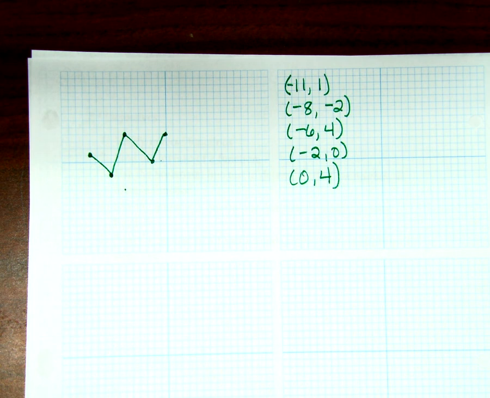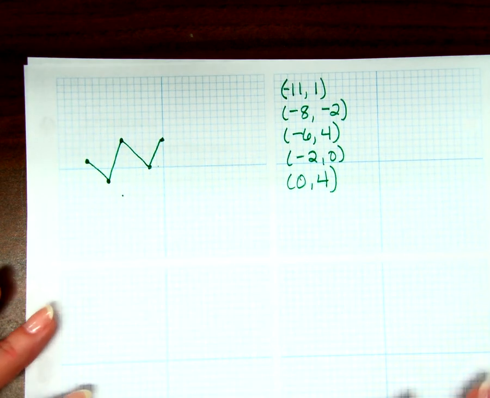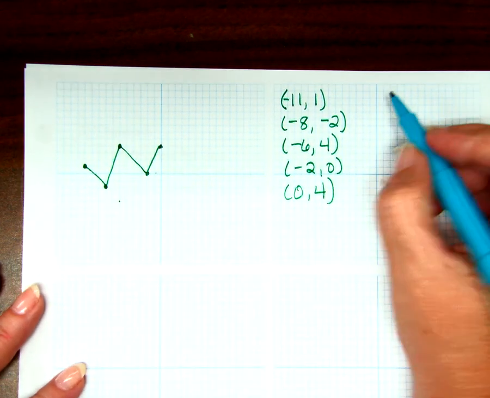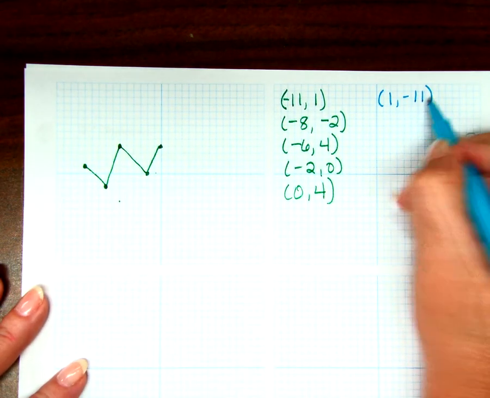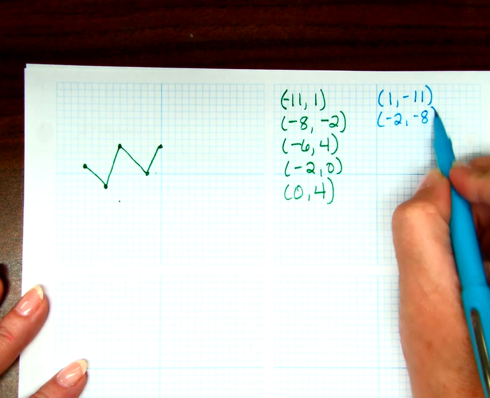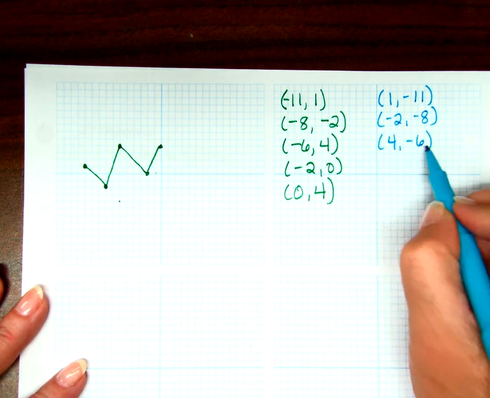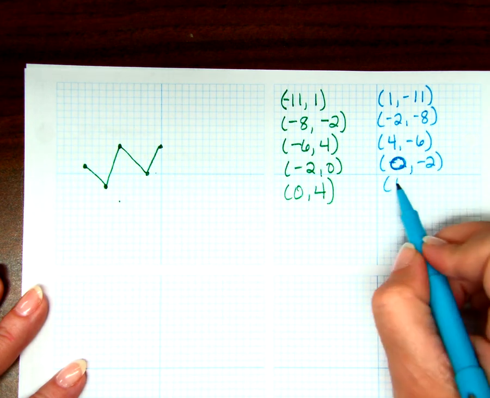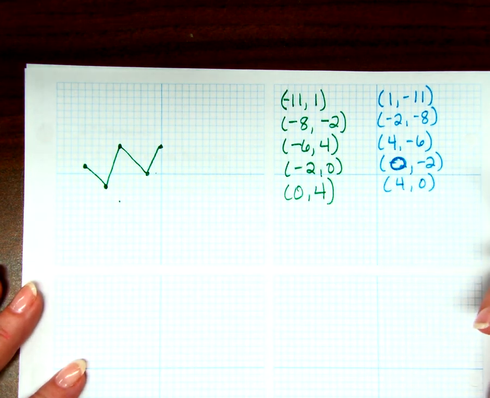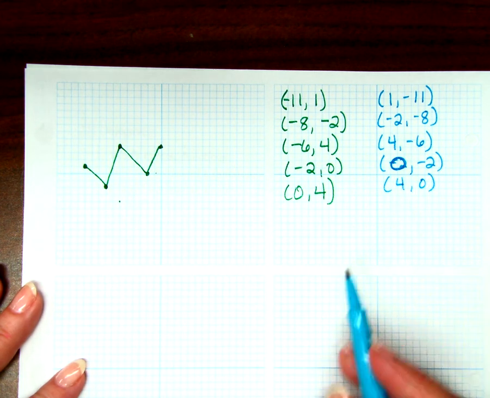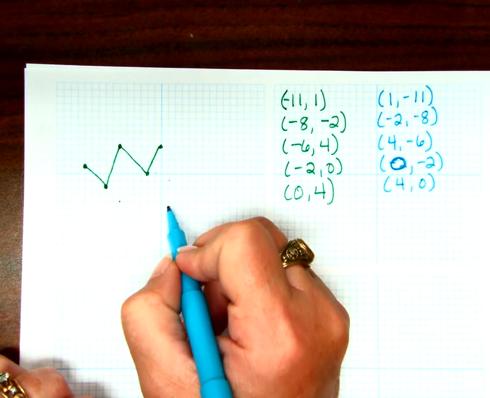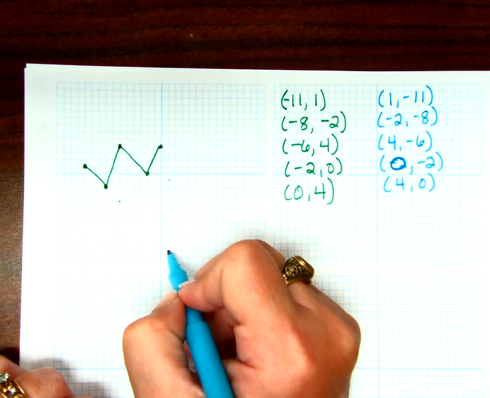So if I give you a list of ordered pairs, how do we find the inverse? How do you find the inverse of a function? So how do you find the inverse of ordered pairs? So 1, negative 11, negative 2, negative 8, 4, negative 6, 0, negative 2, and 4, 0. So now graph those. 1, negative 11, 1, 2, 3, 4, 5, 6, 7, 8, 9, 10.